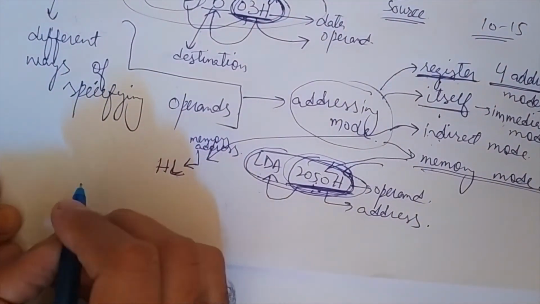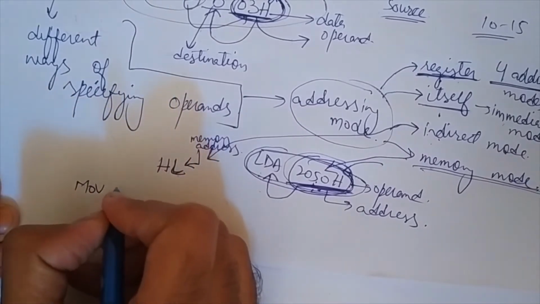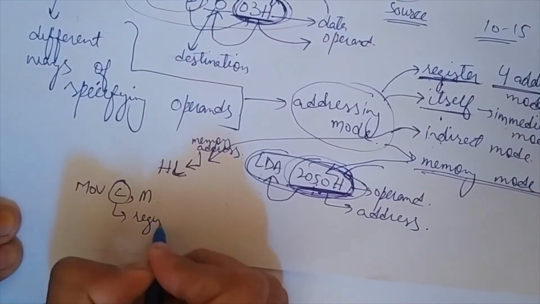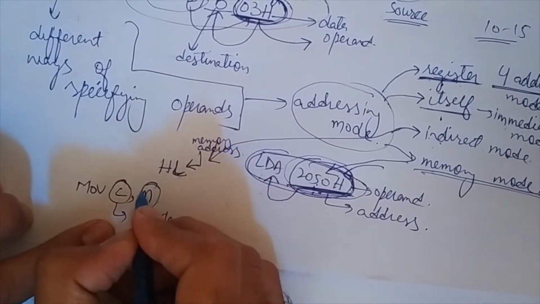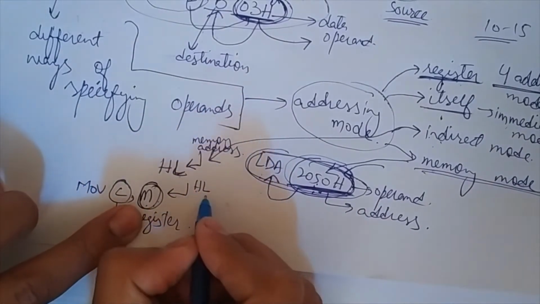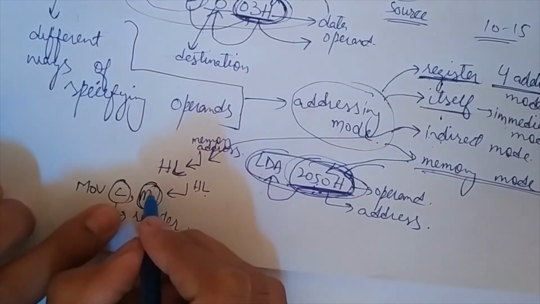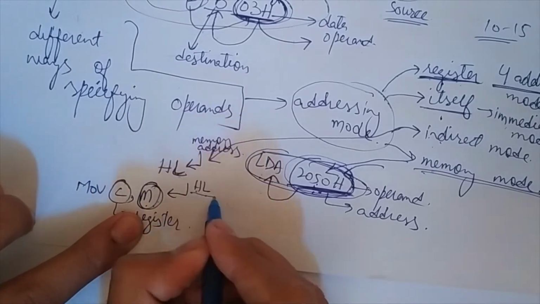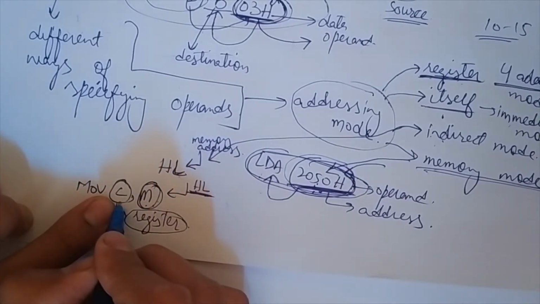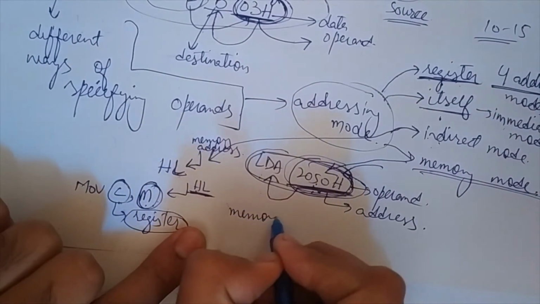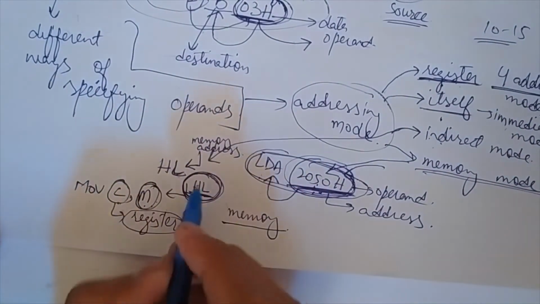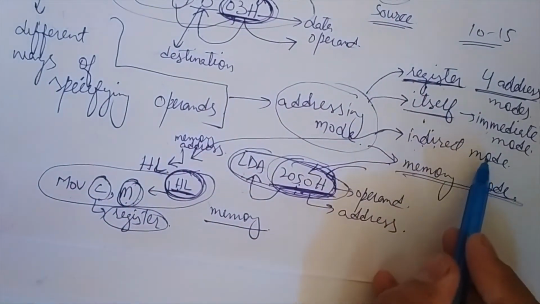For example, there is one instruction which we call MOV C, M. C is the register. And this M, wherever we have written M, it means the HL register pair. In all the 8085 microprocessor, wherever in the instruction we have an M, that means the HL register pair. So this instruction says take the data from this register C, and store the data in memory. Where in memory? In memory at an address, and that address is stored in HL. So this type of instruction uses the indirect memory mode.